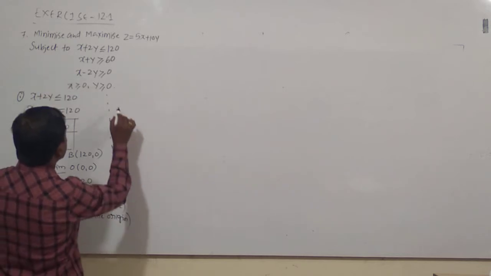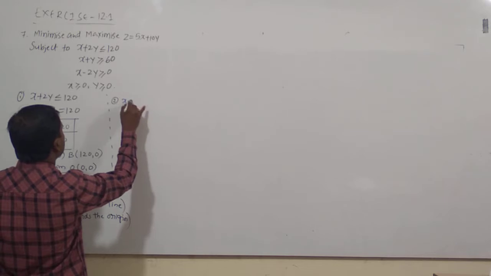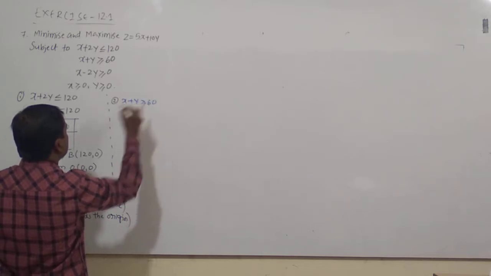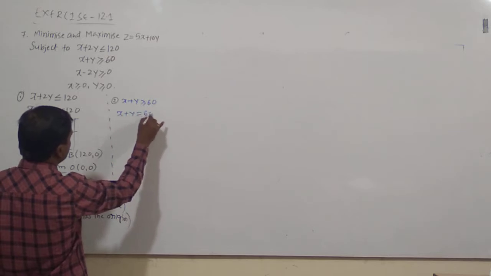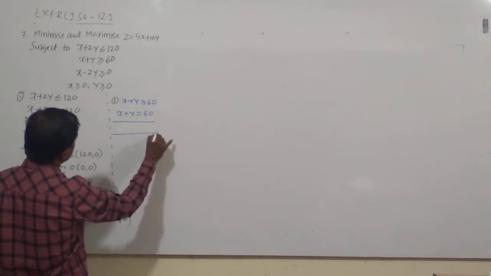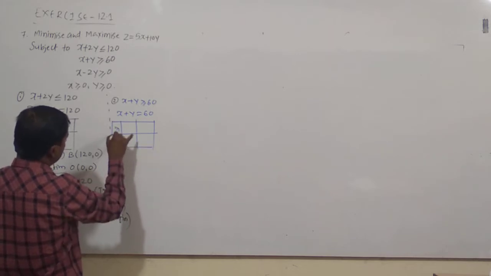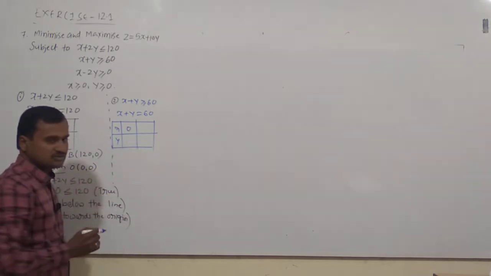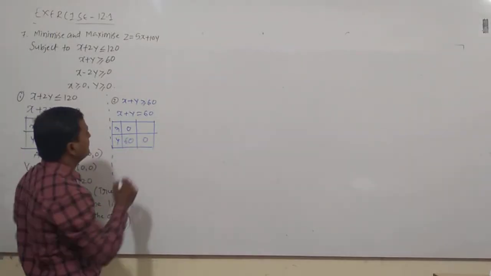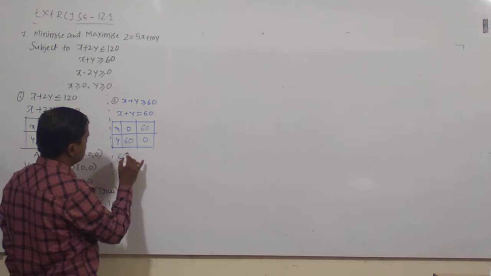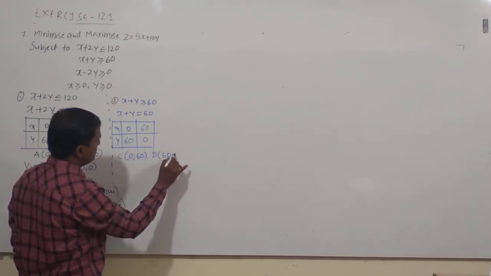Second inequality is this one, x plus y more than or equal to 60. Write the inequality into equation, x plus y equal to 60. Again, what does it represent? It represents a straight line. To draw a straight line, we need 2 points. x equal to 0, what is the value of y? 60. y equal to 0, what is the value of x? 60. Point C, here we will write 0 comma 60. Point D, 60 comma 0.